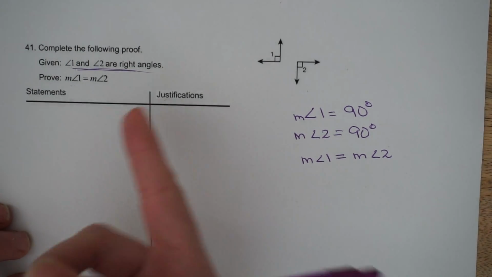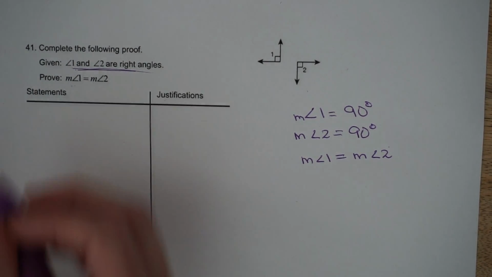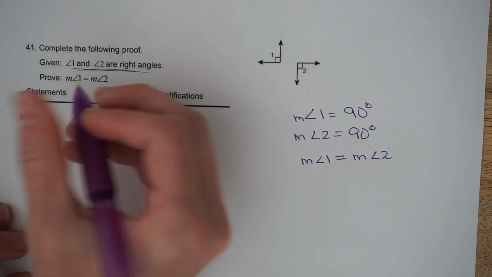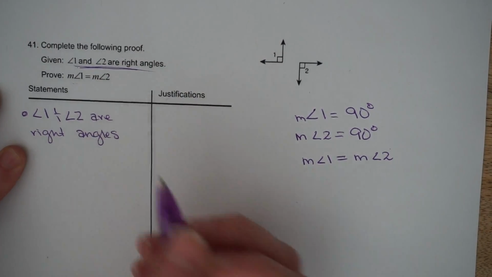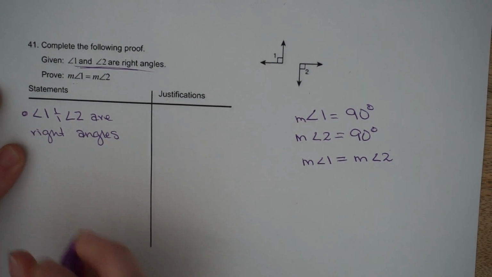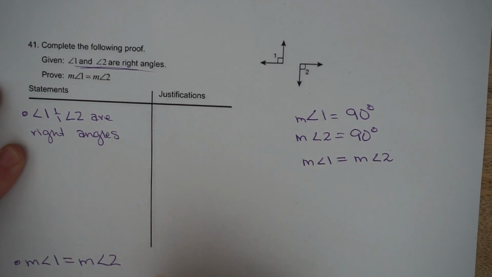All right, so let's go ahead and work out our statement side. Let's first write down our given. After we write our given, let's write down what we need to prove. The measure of angle 1 just needs to equal the measure of angle 2. I think we got this.